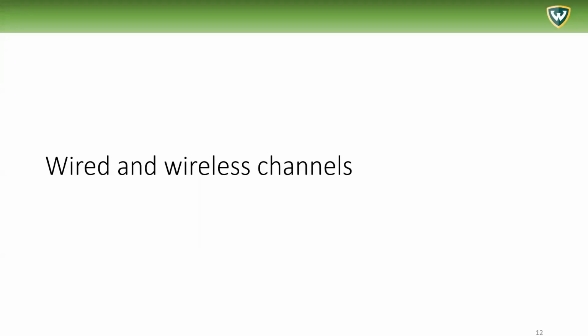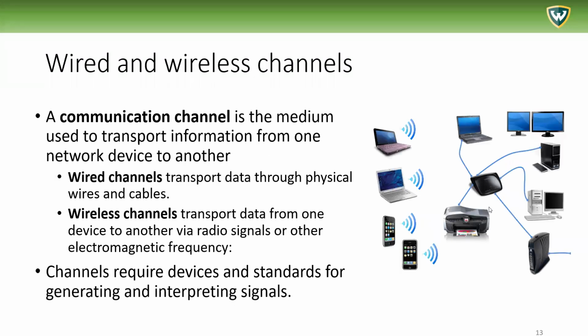Wired and wireless channels. A communication channel is the medium used to transport information from one network device to another. And there are two broad types of channels. One are the wired channels, which transport data through physical wires and cables. Also using this term here very broadly, data as information or signals. Wireless channels transport data from one device to another via radio signals or other electromagnetic frequency.